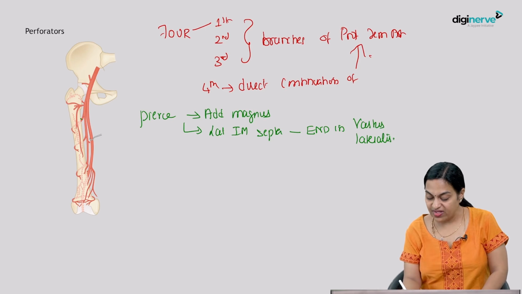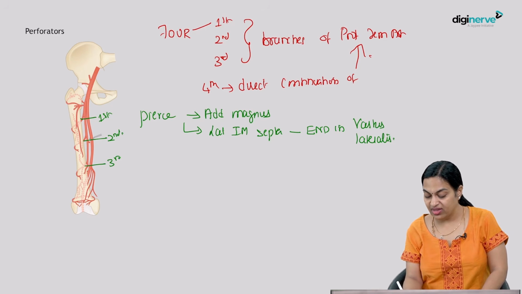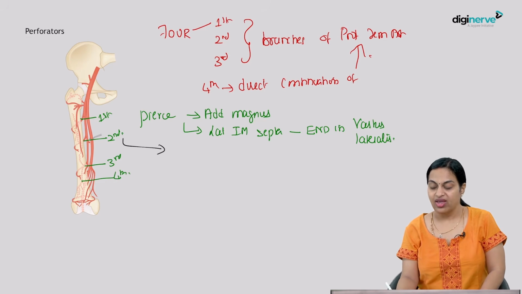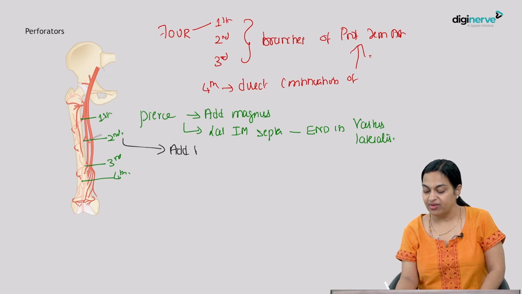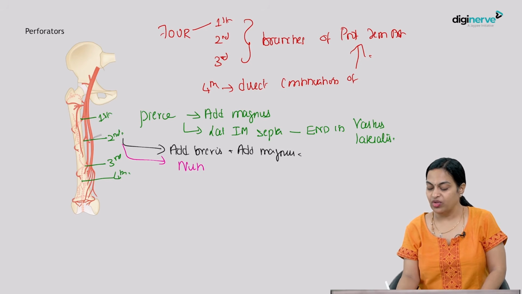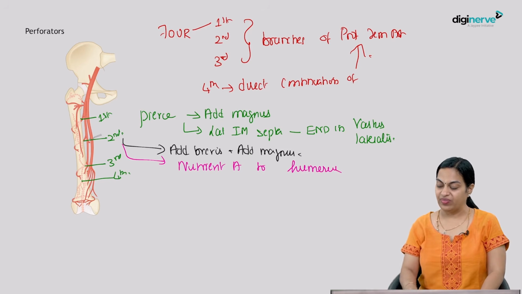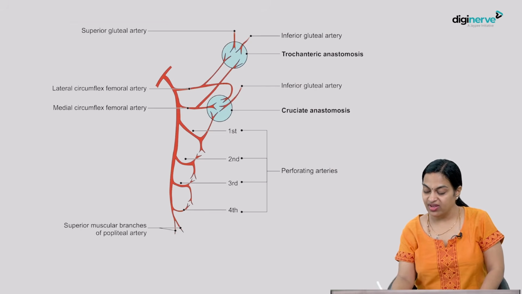So this is the first perforator, the second perforator, the third, and this is the fourth. This second perforator pierces adductor brevis and adductor magnus, and more important, it provides the nutrient artery to humerus. You can see the perforators here, the first perforator, the second, the third and the fourth.